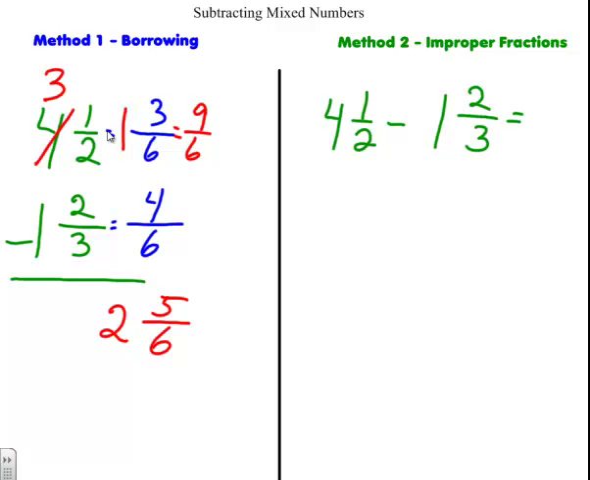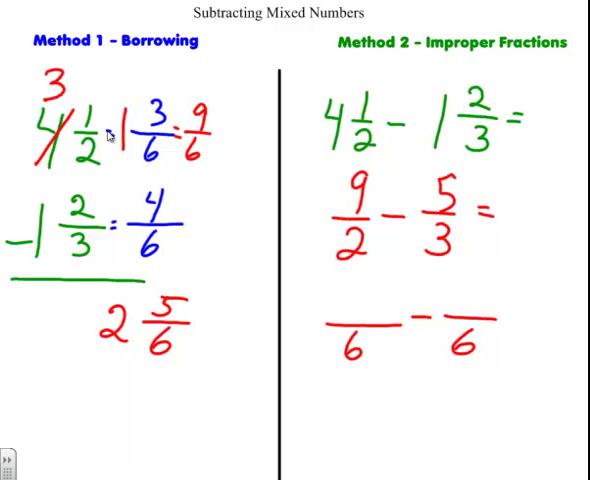So 2 times 4 is 8, and 1 is 9 over 2. And the second number is 3 times 1 is 3, plus 2 is 5 over 3. We already know that our common denominator is 6. So we're going to convert 9 over 2 to a denominator of 6. So 2 times 3 would be 6. 9 times 3 is 27.